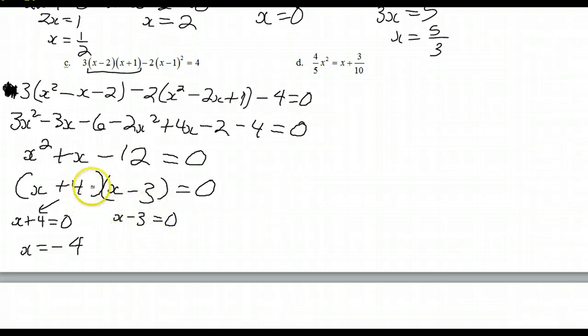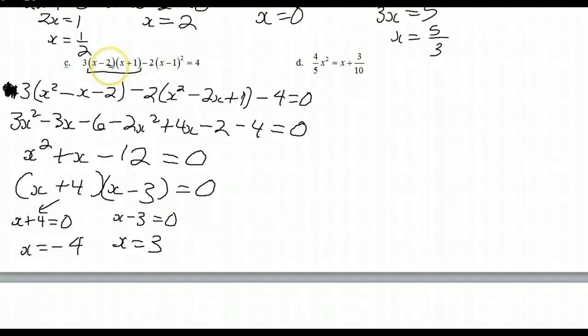Zero product property says one of these has to be 0. They both can't be, the different values, and x is equal to 3. So our solution is x is negative 4 will work, right? If we put a negative 4 in here and simplify this, we'll get a 4 here. Let's try it with 3 just to see what happens.